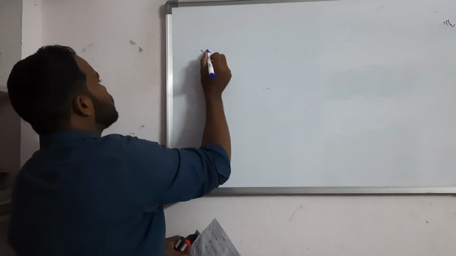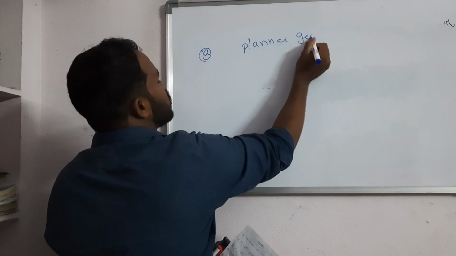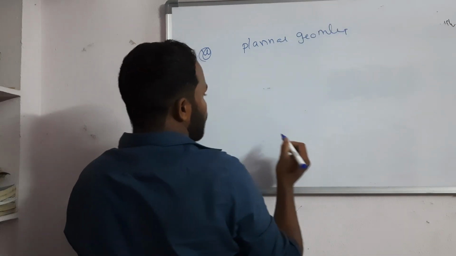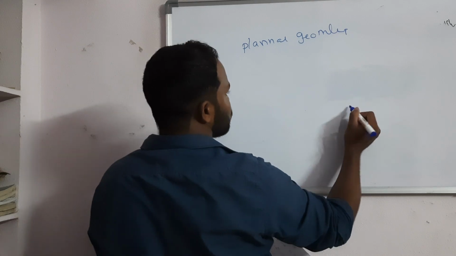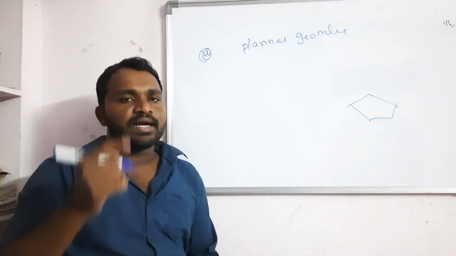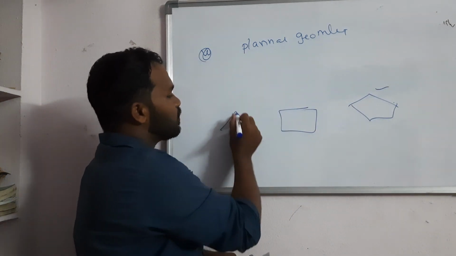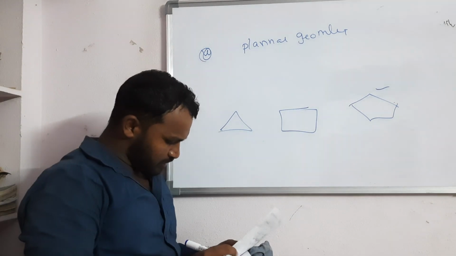So the question is, which of the following possess planar geometry? One of the options we can get is pentagonal planar. Because it is a pentagonal bipyramidal structure, but it contains two lone pairs, that means pentagonal planar and square planar, one more, and one more is trigonal planar. We will get that for that question.